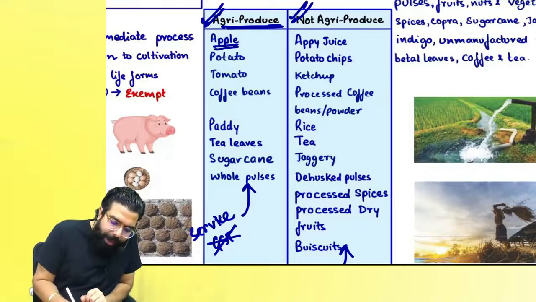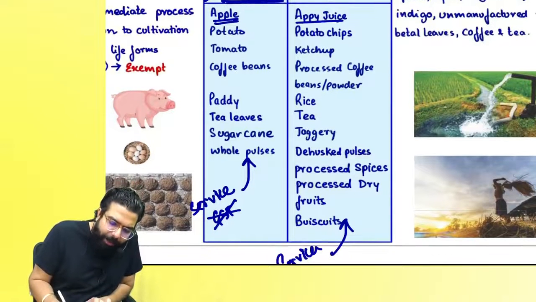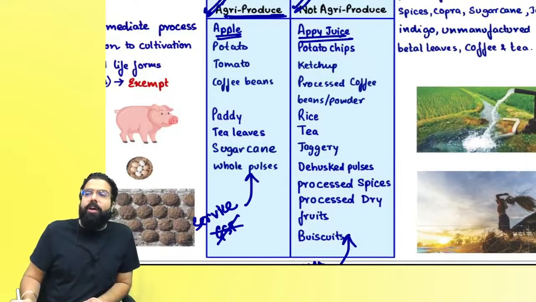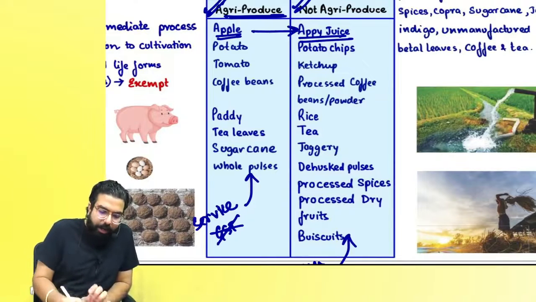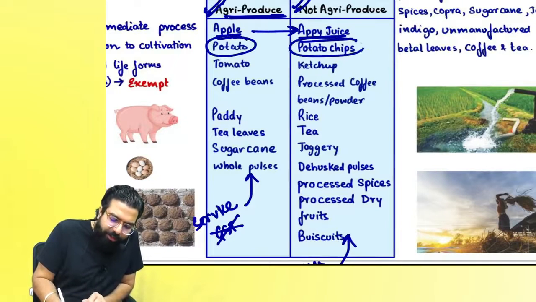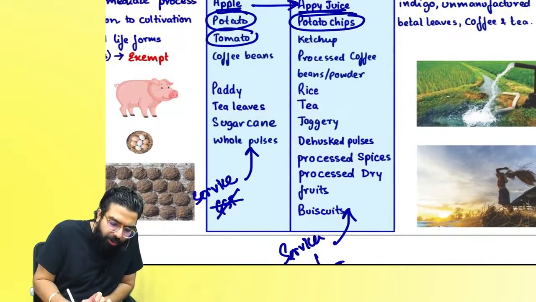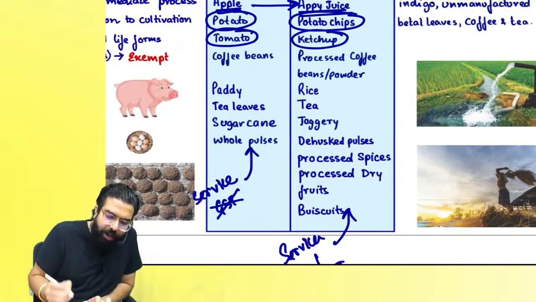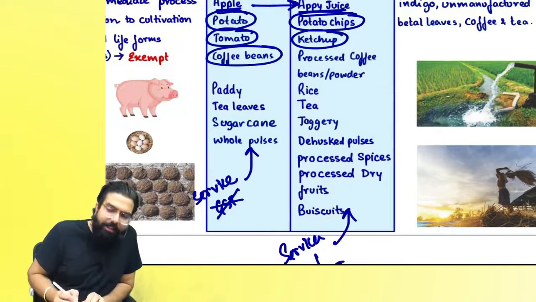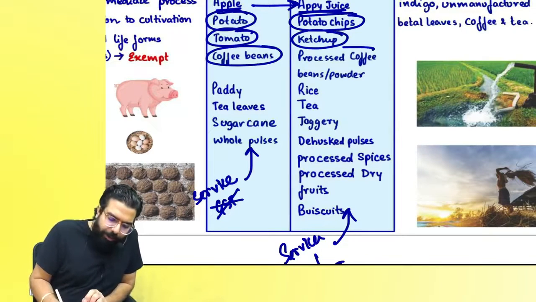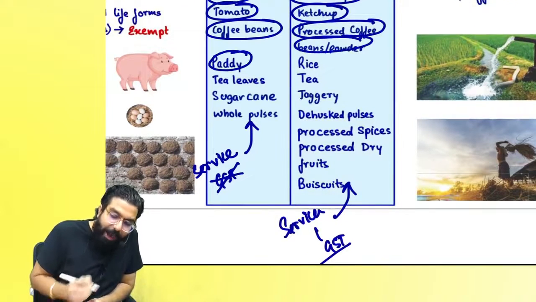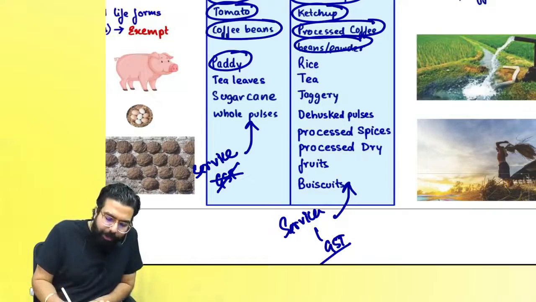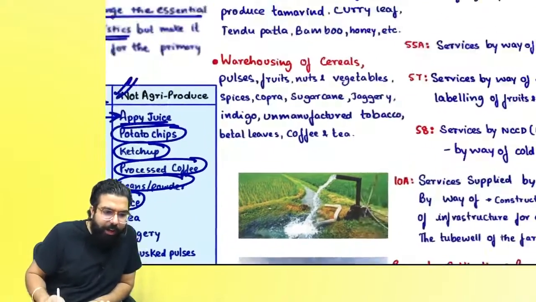For example, apple remains apple, no GST. Apple becomes apple juice, then it is a non-agricultural produce. The process will be taxable. Are we clear, everyone? Potato is an agricultural produce. Chips are not. Tomato is agricultural produce. Ketchup is not. Coffee beans are agricultural produce. Processed coffee beans or powder is not. Paddy is agricultural produce. Converting into rice is not.